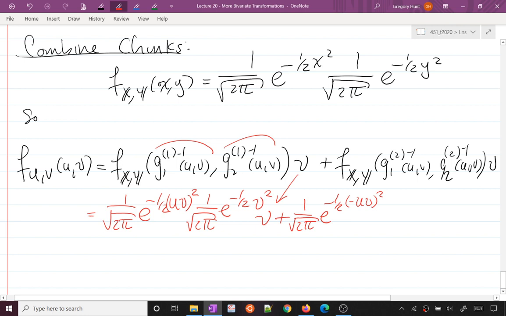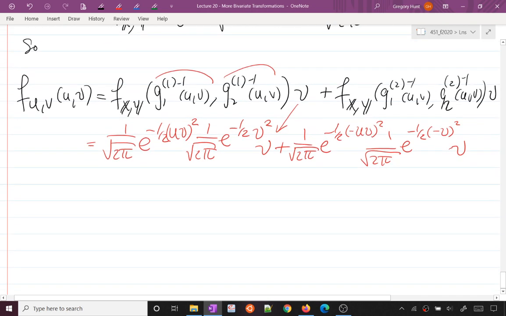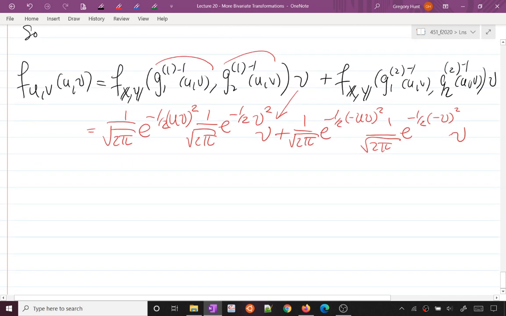And then we have the second part, which is negative 1/2, and it is negative v squared. And then we multiply by v again. You notice there's a lot of stuff that's repeated here, right? So we're actually going to be able to simplify this thing quite a bit. So let's just see how much we can simplify here.